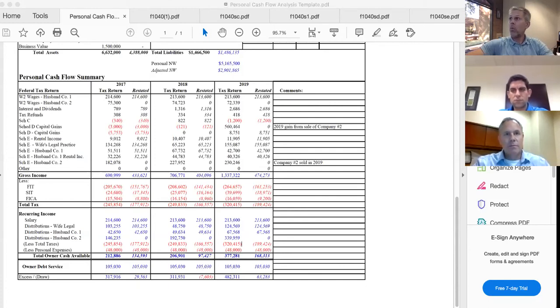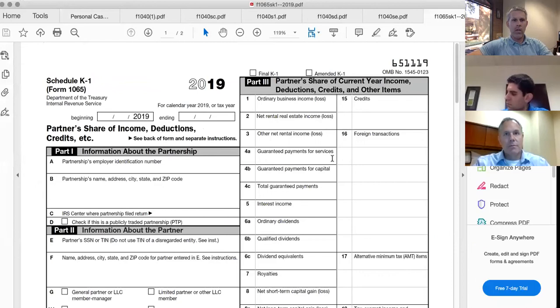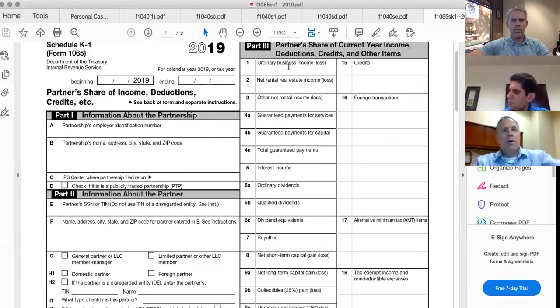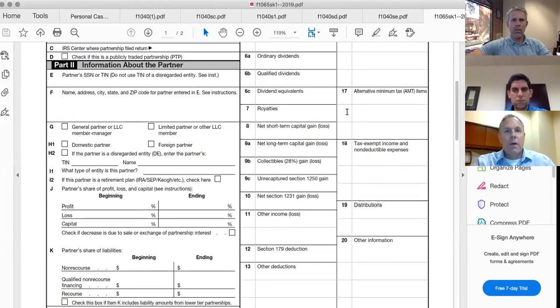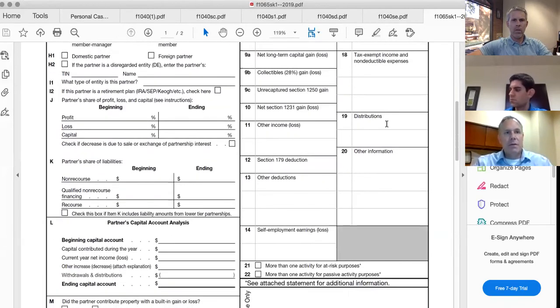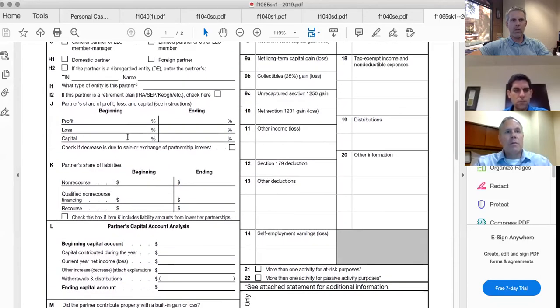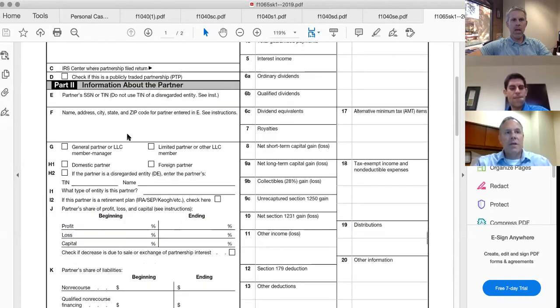Schedule K1, 2019, which is going to look just like this, right here. Yeah. So on K1, the ordinary business income, in that case, would be that 154 number. Okay, and then scroll down a little bit. Okay. And look at line 19, distributions. You'd see the 124 number in there. Your cash distributions. Okay, perfect. And then obviously this is their percentage, depending on whatever percentage ownership they have.